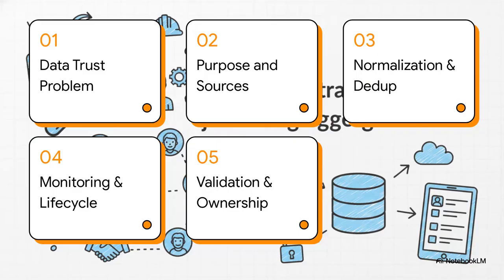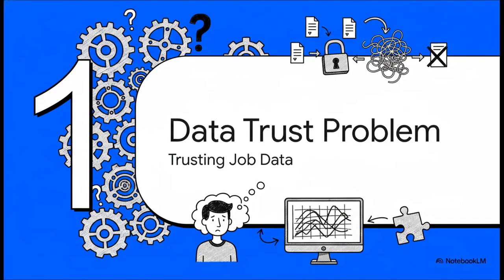So to figure this all out, we'll be walking through a definitive, step-by-step playbook. We'll cover everything from the data trust problem and your initial strategy, all the way to engineering, monitoring, and finally, data ownership. Let's get right into it. Kicking things off with Section 1, the data trust problem.